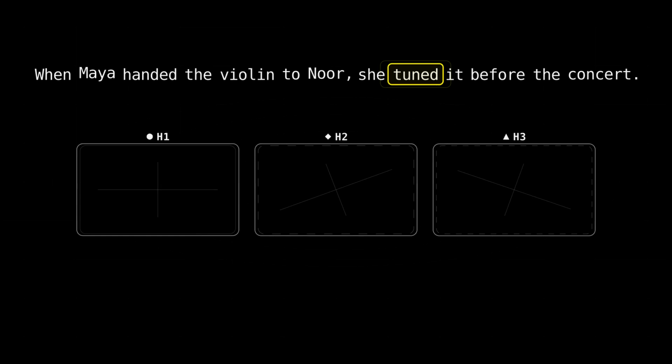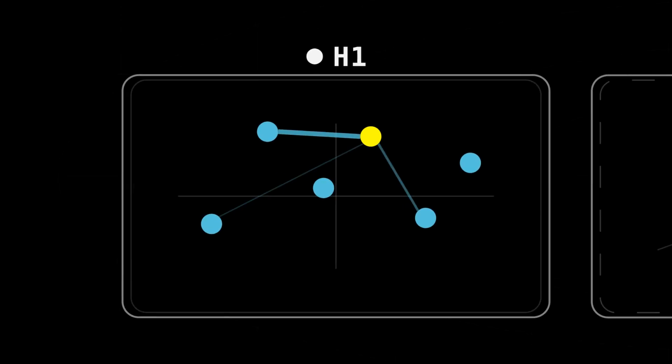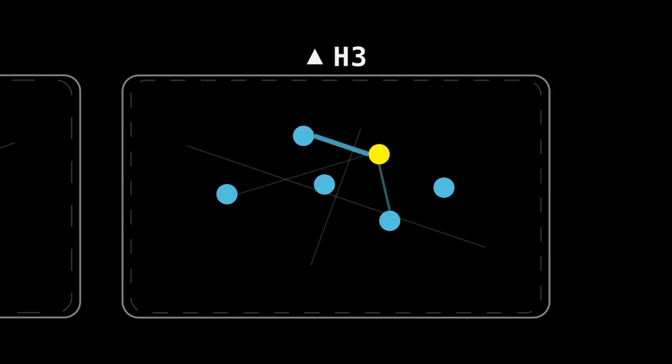In one projected space, the query from tuned may align strongly with the key from she. In another, it may align more strongly with violin. A third may produce a broader pattern involving several nearby tokens. These are schematic examples, not measurements from a trained model. The point is that different learned projections can make different relationships easy to express.